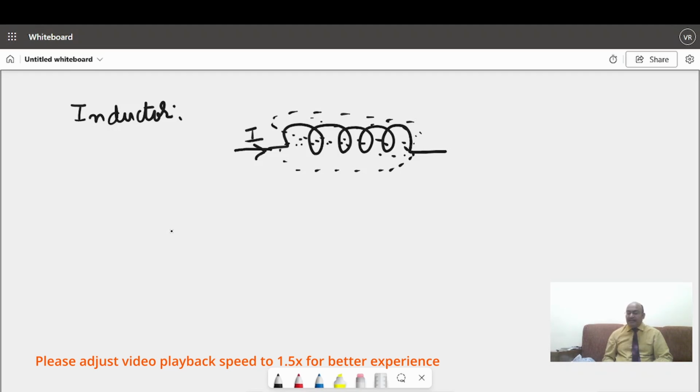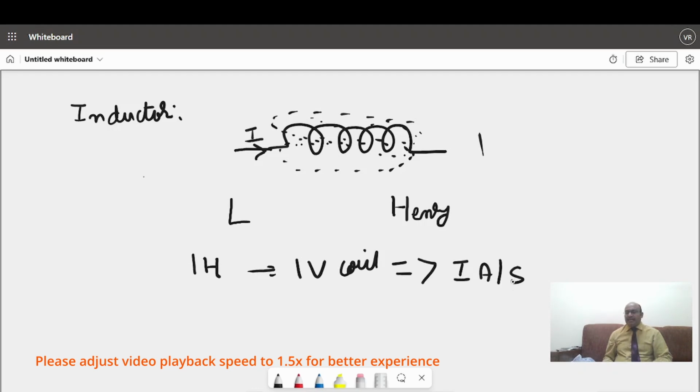Inductors are designed to set up a strong magnetic field linking the unit, whereas capacitors are designed to set up a strong electric field between the plates. The symbolic representation is L. The unit is henries. 1 henry of inductance will establish 1 volt across the coil due to a current change of 1 ampere per second through the coil. This is the inductance.